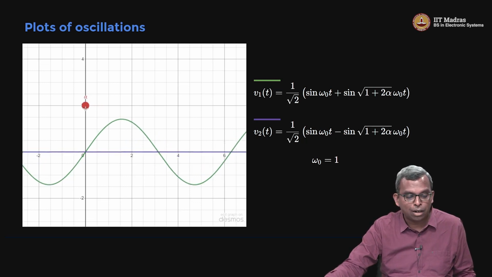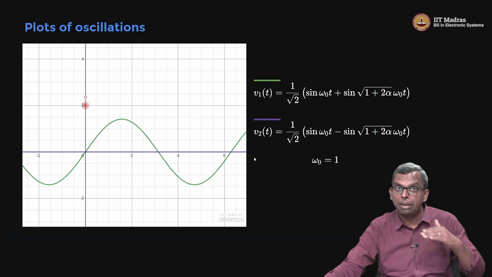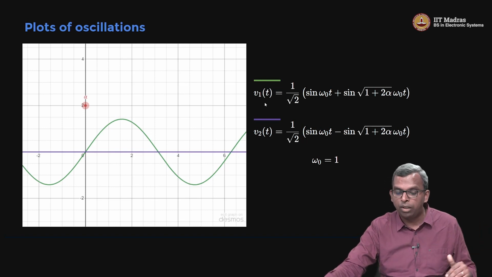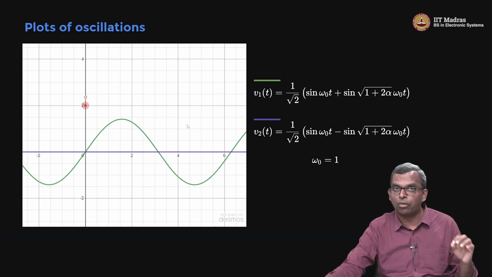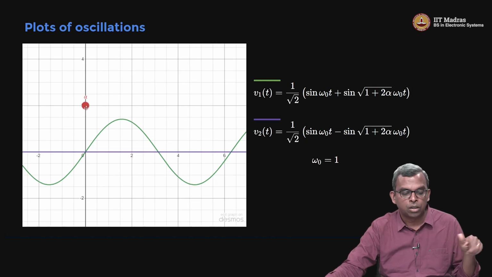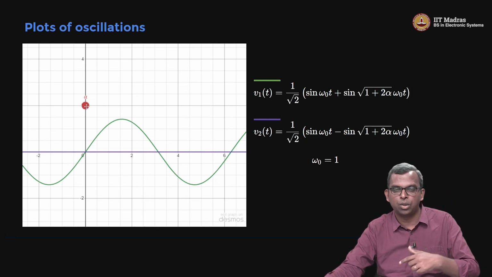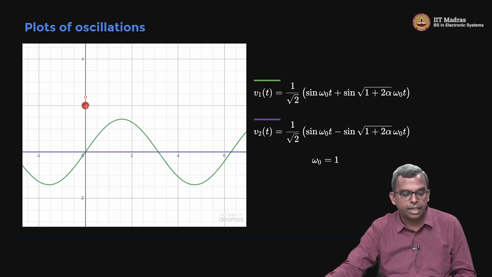So if you set alpha to 0, you notice that v2 of t will become 0, that mode will be absent, and only v1 of t will be there, and that will be only omega naught. So this is my fundamental mode. I have only omega naught if alpha is 0, that is, there is no coupling at all. The coupling capacitance is like a short circuit, so it just keeps oscillating separately.